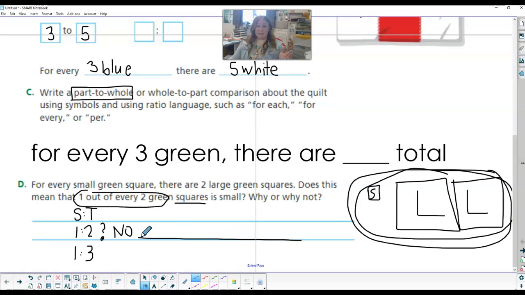So you need to go ahead and tell me why 1 out of 2 is not correct when I want the total. It should be 1 out of how many? So tell me why 1 out of 2 is not correct here, and we want 1 out of 3. Let's go ahead and complete all of those and get that checked off.